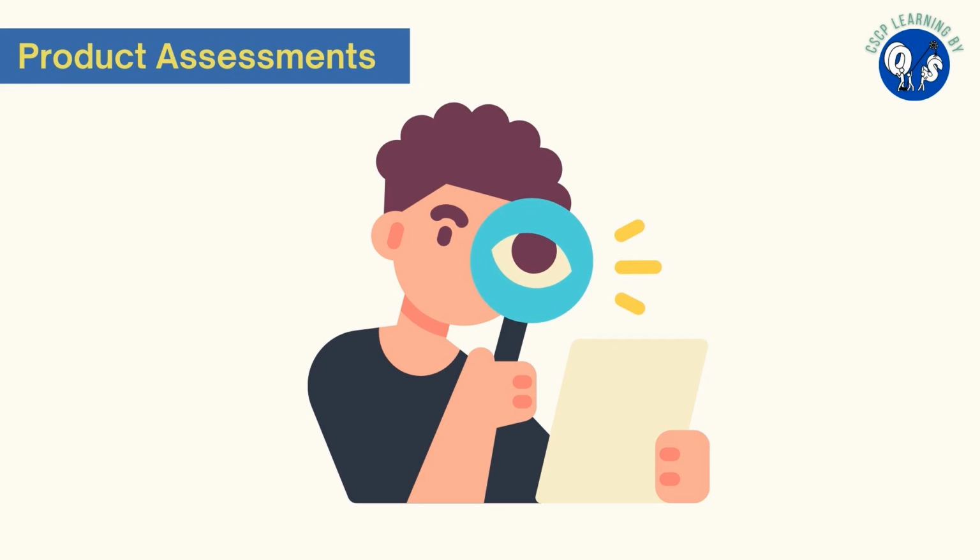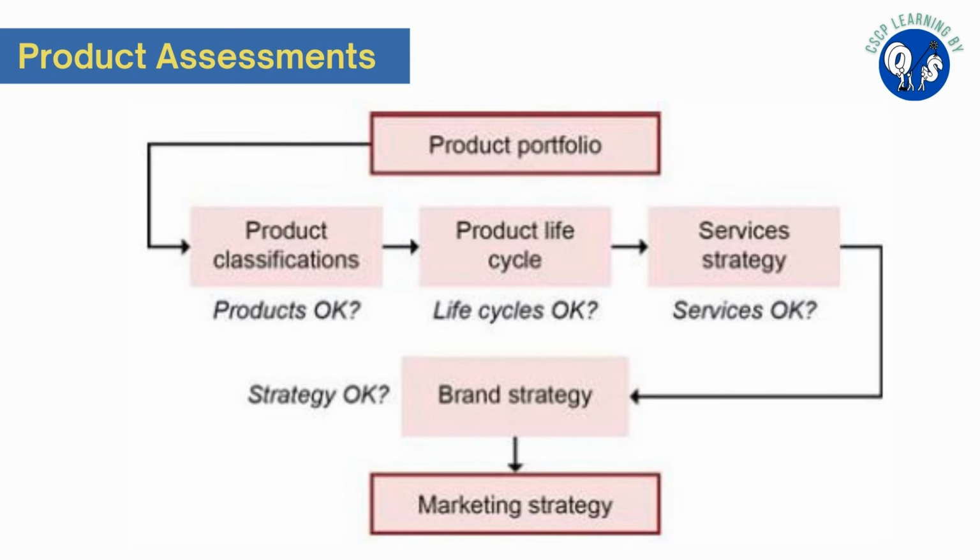The product portfolio, which includes various product classifications, product families, individual products, and services, is what the organization offers to its customers. The image on the screen illustrates that managing products and brands involves a series of verification steps to confirm that the product portfolio aligns with the market and the marketing strategy. This process helps maintain the relevance and effectiveness of the products and services offered.